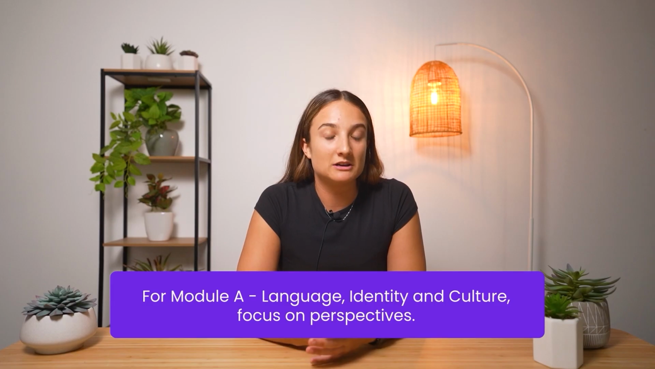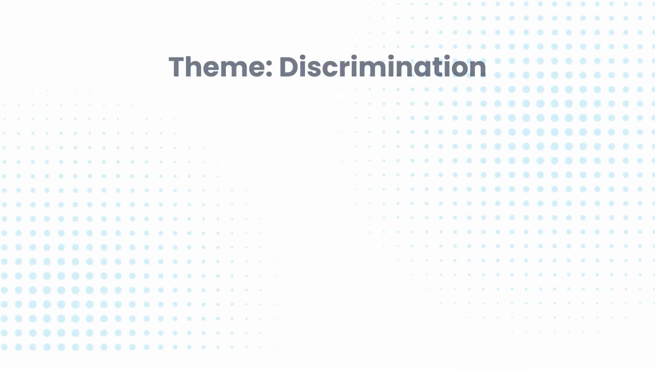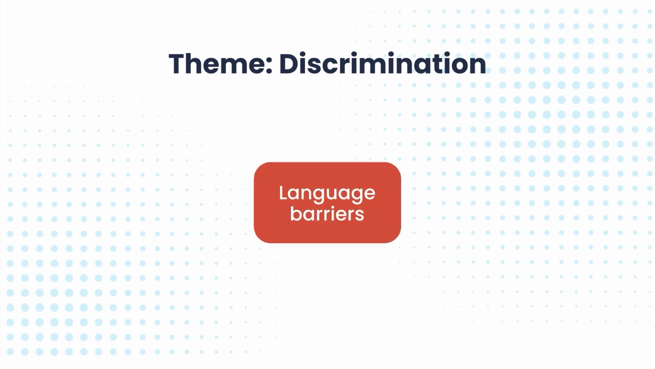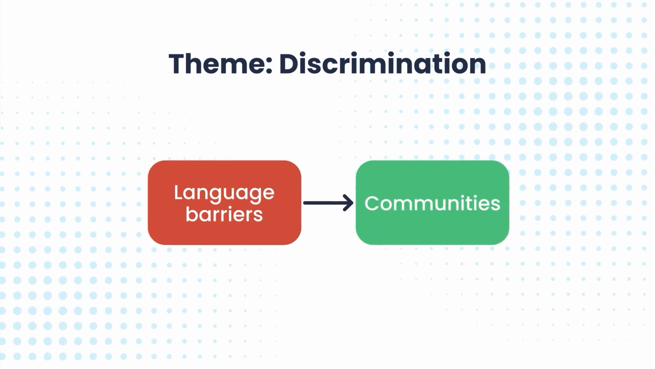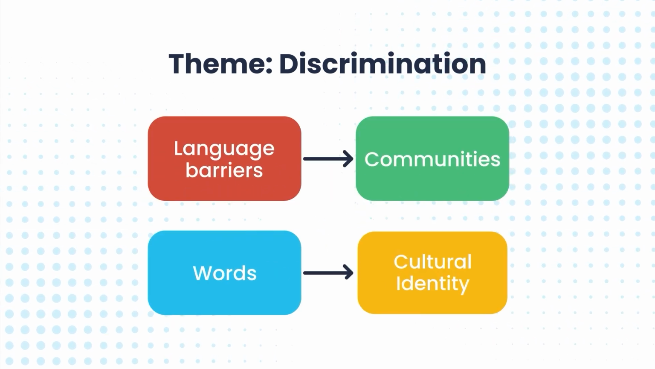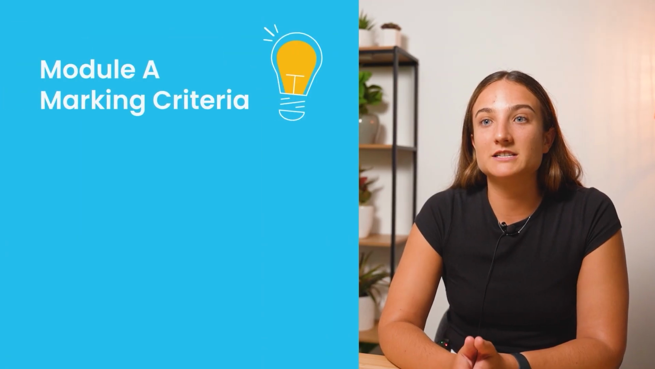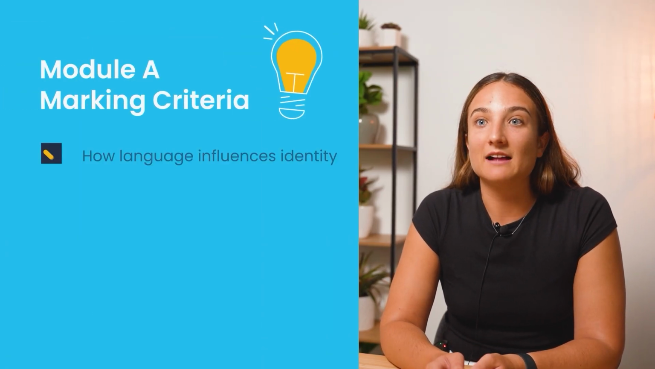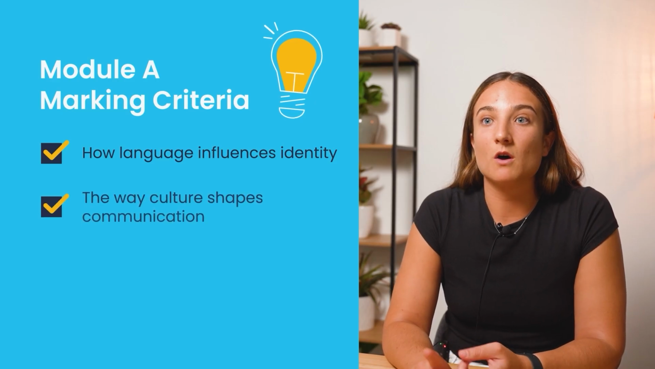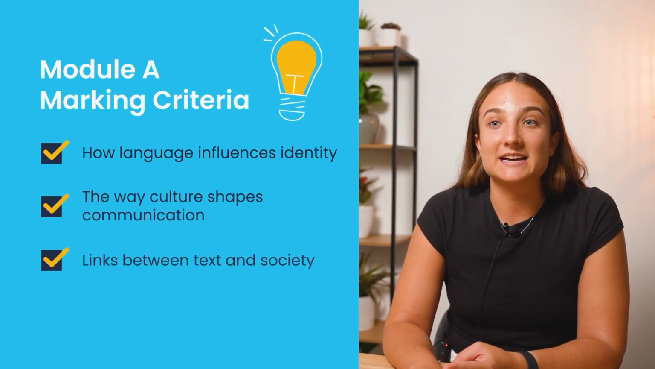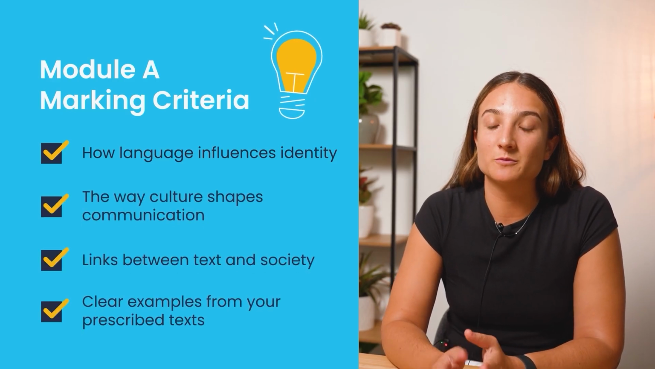For Module A, language, identity, and culture, your focus must stay on perspectives. Take discrimination as an example. One text might show how language creates barriers between communities. Another might reveal how specific words shape cultural identity. Your job is to connect these ideas to real experiences. The marking criteria looks for specific elements: how language influences identity, the way culture shapes communication, links between text and society, and clear examples from your prescribed texts.